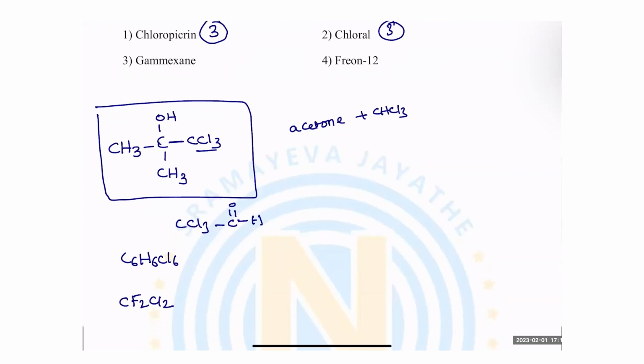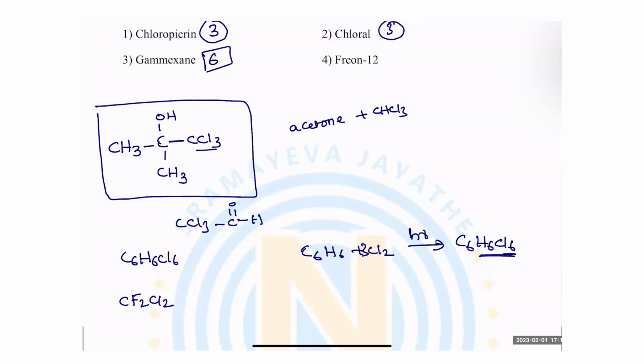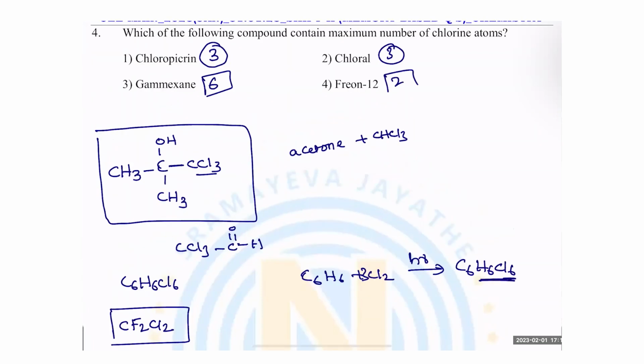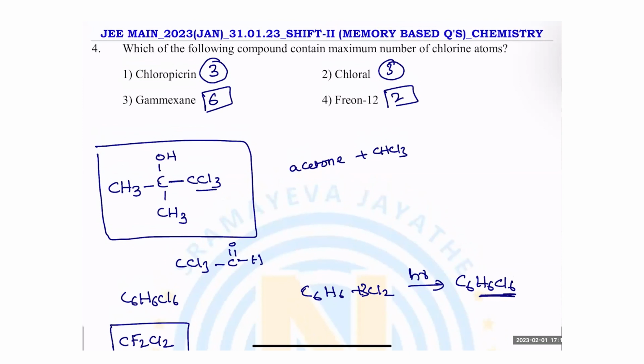Gammexane. This is produced when benzene reacts with chlorine in presence of sunlight. Totally 3 moles of chlorine will react. It is undergoing addition reaction. That is C6H6Cl6. Totally there are 6 chlorines. And Freon 12, that is CF2Cl2, has 2 chlorines. But the question is about the maximum number of chlorine atoms. That maximum number of chlorine atoms is present in gammexane. So the answer to this question is 3.